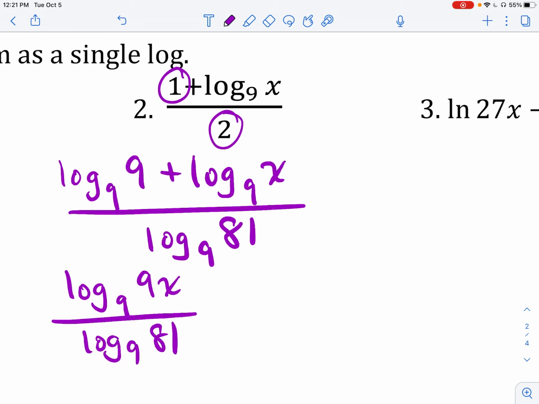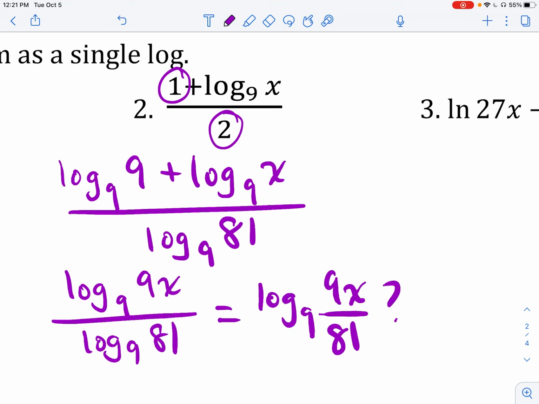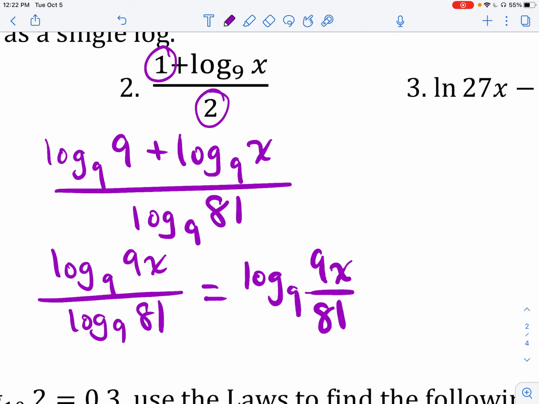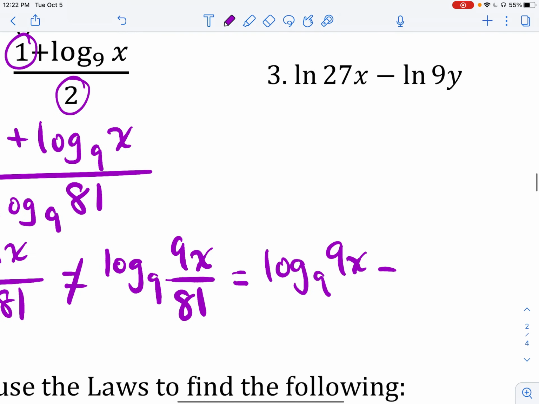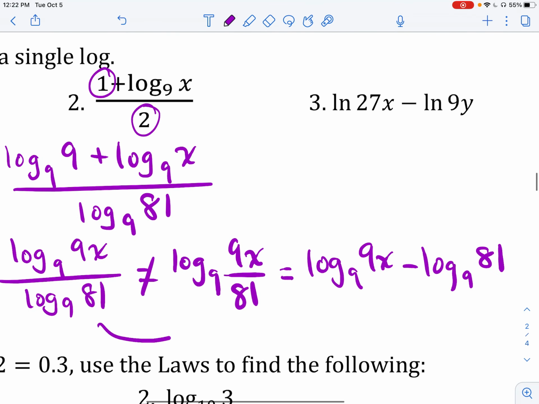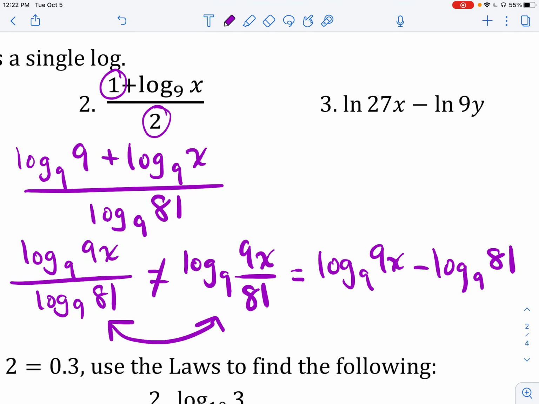Now we are not done. This is not a single logarithm. We're actually dividing two different logarithms. But I want to ask you, is this the same thing as this? And the answer is no. We just said with our properties, we know that log base 9 of 9x over 81 is actually equal to log base 9 of 9x minus log base 9 of 81. So if we were to say that these somehow are equal to each other, then we're saying that dividing two logarithms is equivalent to subtracting two logarithms, which is certainly not the case. So these are not equal to each other.